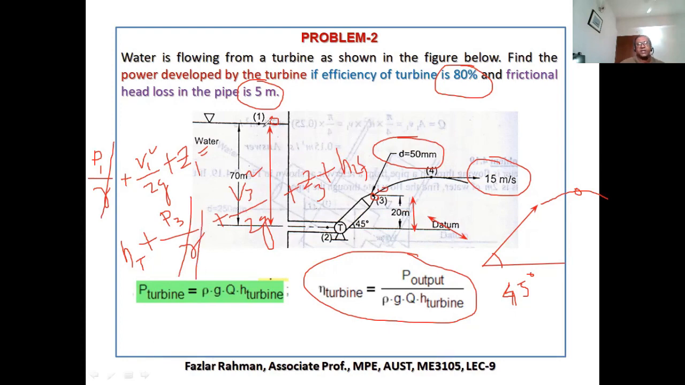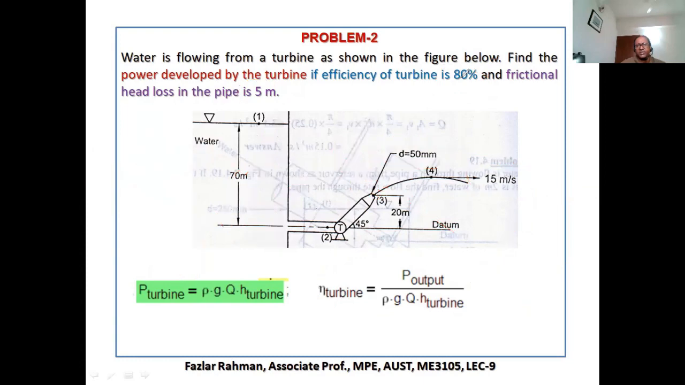How much is the velocity at point 1? If we maintain constant height, V1 is 0. So on the left side we only have Z1. H_T, V3 square by 2g, Z1 is 70 meter, Z3 is 20 meter. H_LF is given, so I'm crossing this one out. What is my unknown over here? Only V3. If you are able to figure out V3, then we can figure out the turbine output part easily. Okay, so let's see how we can solve it.